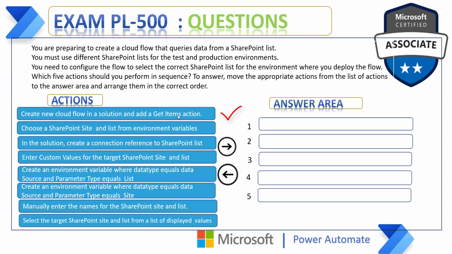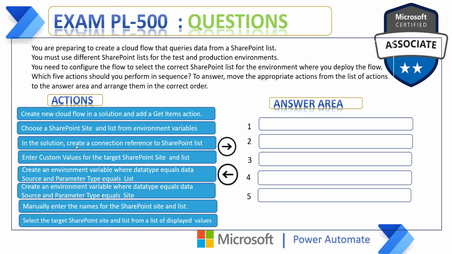Yes, as the first step, we created a solution and inside that we created the variables. After creating the variables, we created a new cloud flow in the solution and added a get items action. The first action is correct. Now coming to the second action, choose a SharePoint site and list from the environment variables. While working with the get items action, for the site address we chose the SharePoint site environment variable, and the list we selected from the environment variables. So action 2 also is correct.